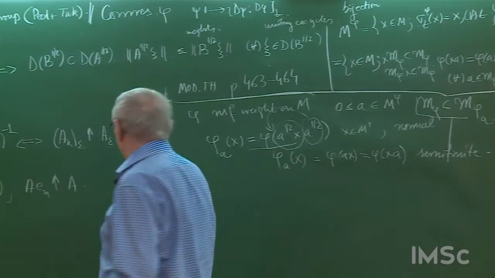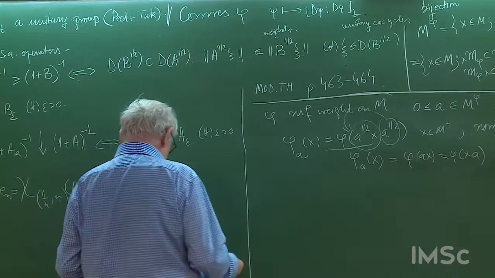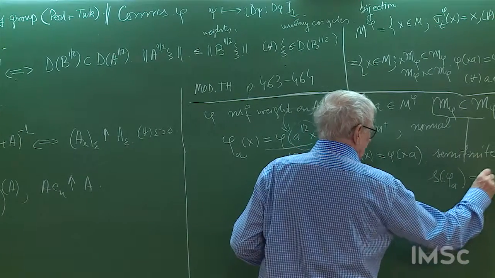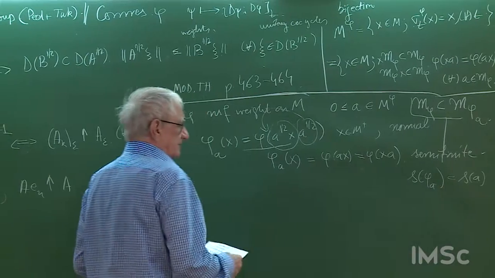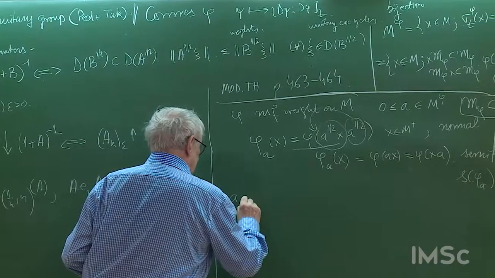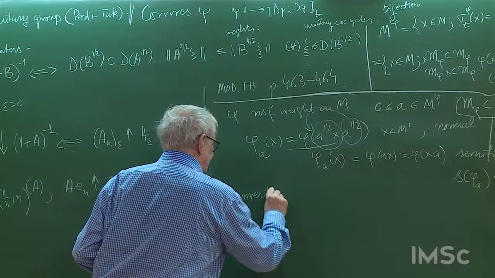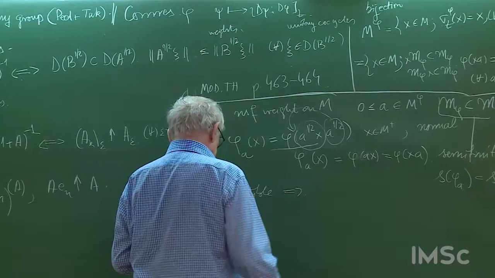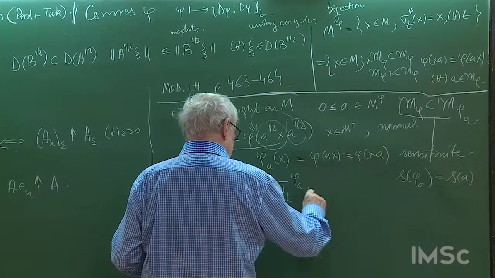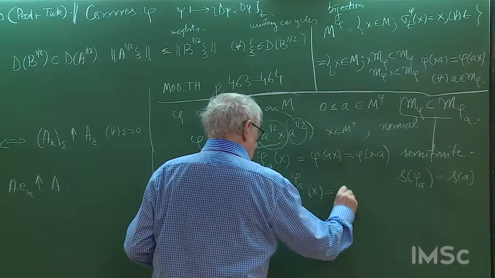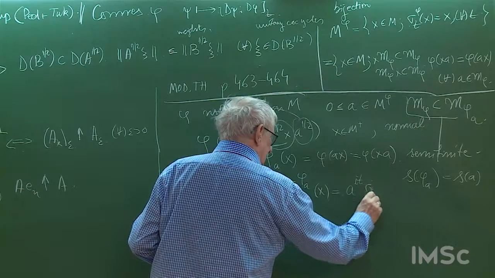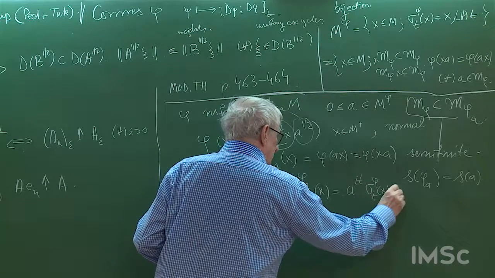Okay. Now the support of φ_A is equal to the support of A, as can be checked very easily. Moreover, if A is invertible, then the automorphism group σ_t^{φ_A}(x) is equal to A^{it} σ_t^φ(x) A^{-it}.